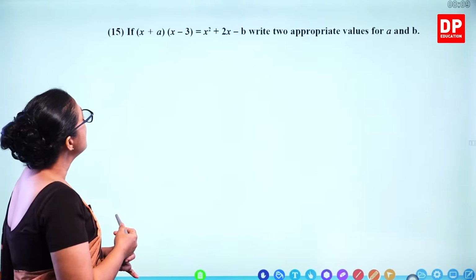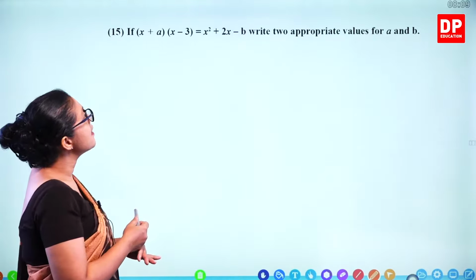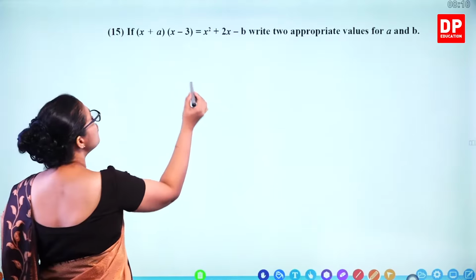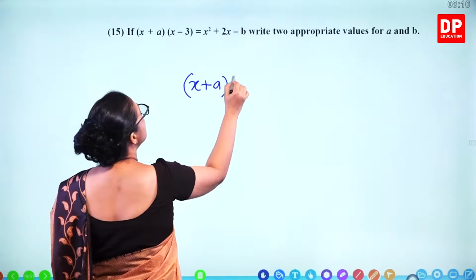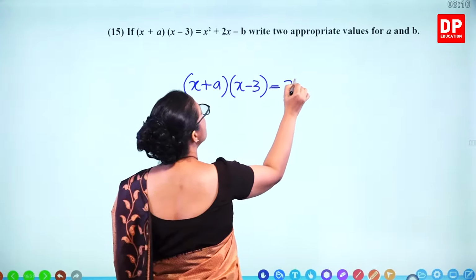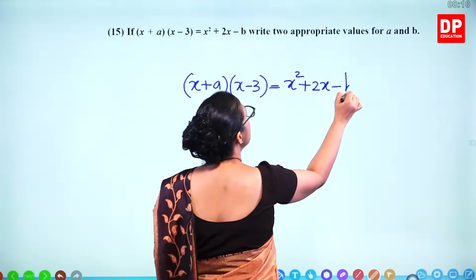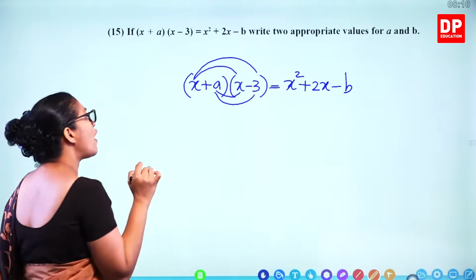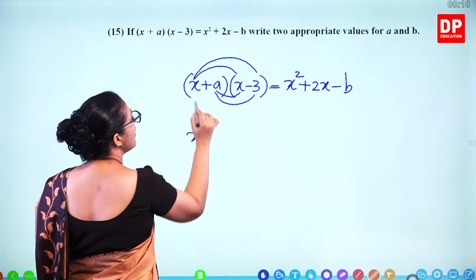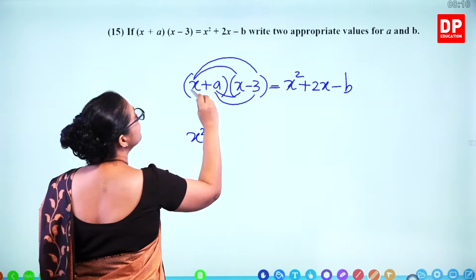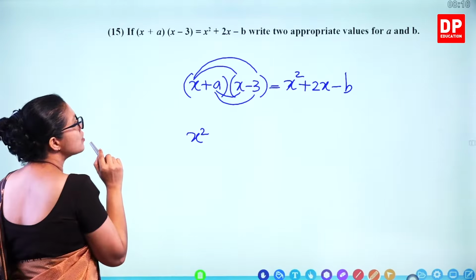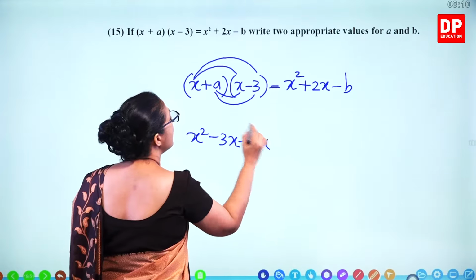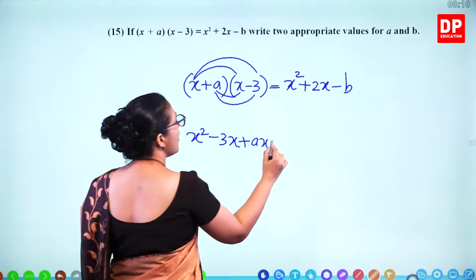Question number 15. If x plus a into x minus 3 is x squared plus 2x minus b, write 2 appropriate values for a and b. So that means you can compare the two sides. This is equal to x squared plus 2x minus b. So expand the brackets first according to FOIL. First with first, that's x squared. First with last, or outside: O means outside, minus 3x. Inside, ax, and last values, minus 3a.